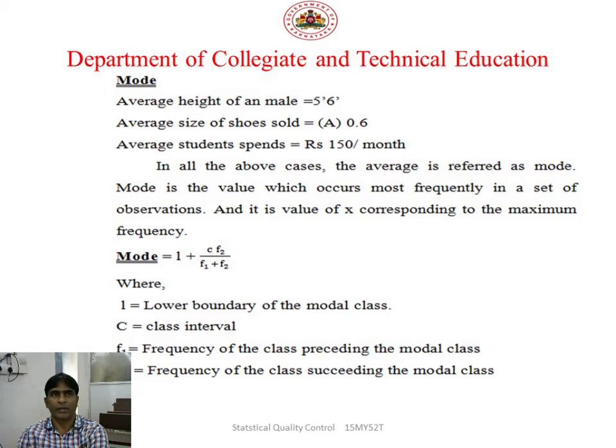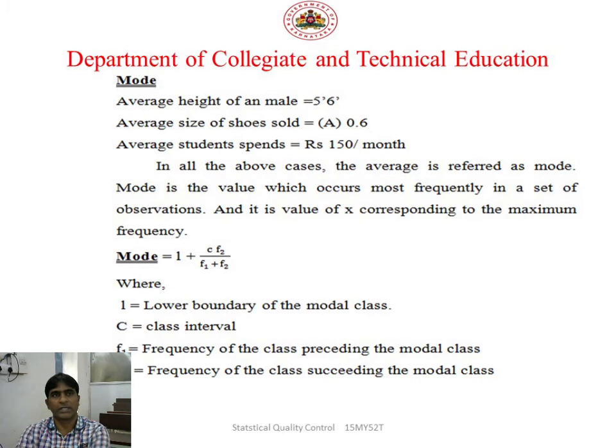And when you have a distribution, we take mode is equal to L plus C into F2 divided by F1 plus F2. Here L is the lower boundary of the modal class, C is the class interval, and F1 is the frequency of the class preceding.